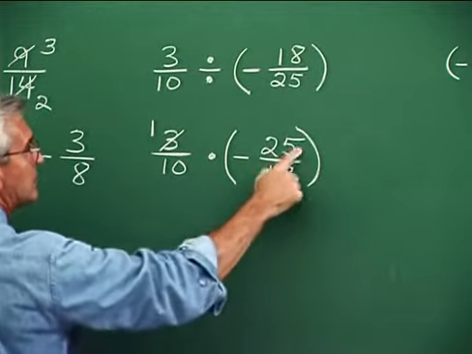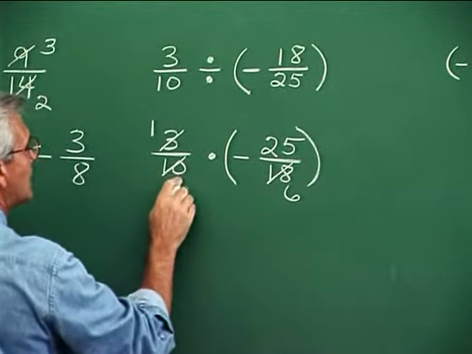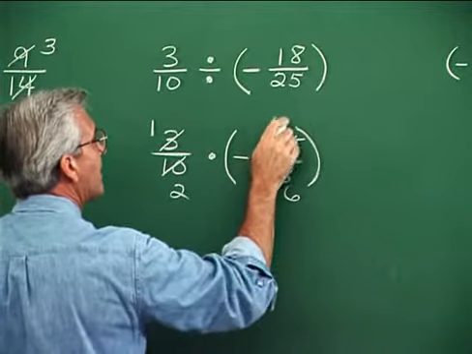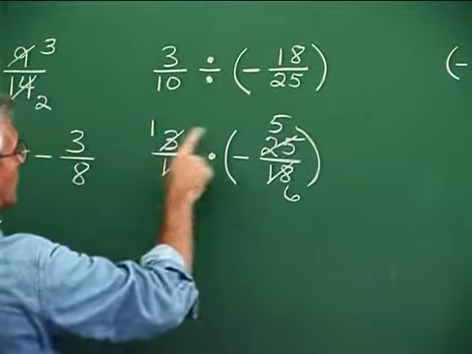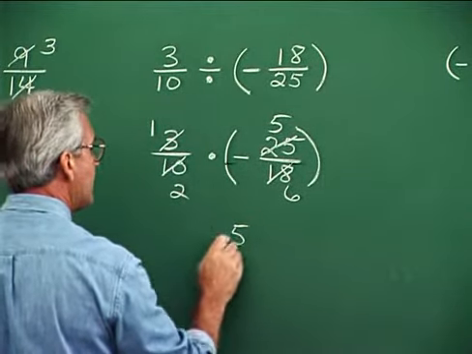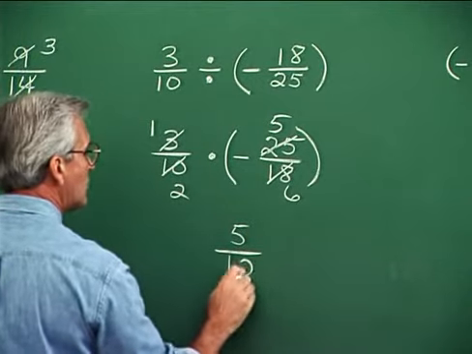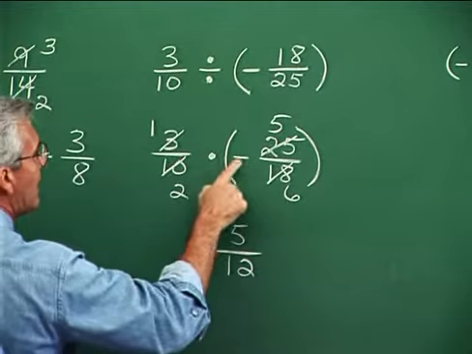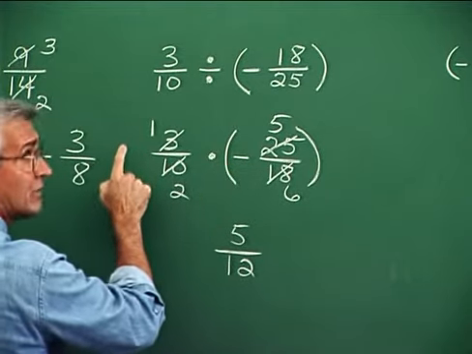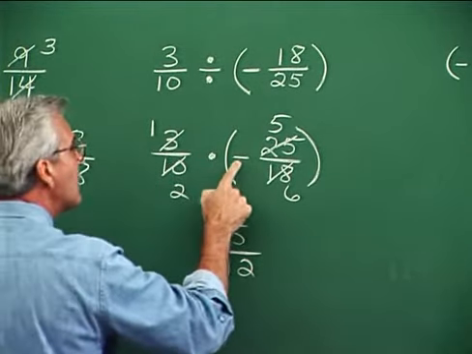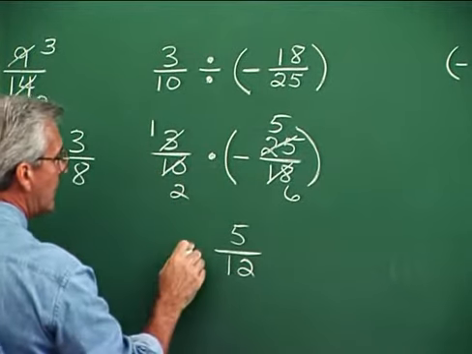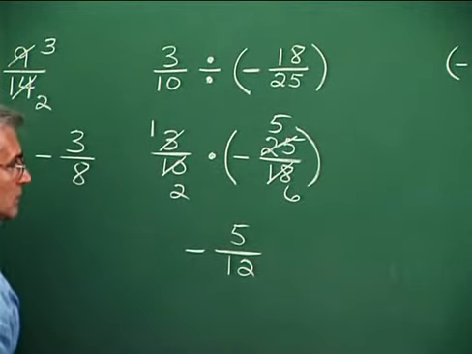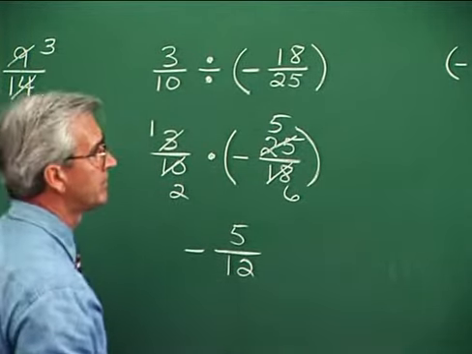And then 5 divides both the 10 and the 25. 5 into 10 goes 2. 5 into 25, 5. Now, multiplying straight across, 1 times 5, 5. 2 times 6, 12. So we get 5/12. But don't forget about the sign situation. One of these factors is positive and one is negative. So we have unlike signs and therefore a negative result, negative 5/12.